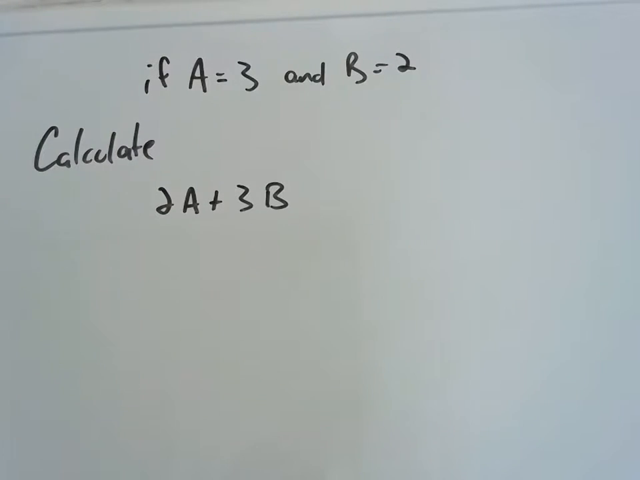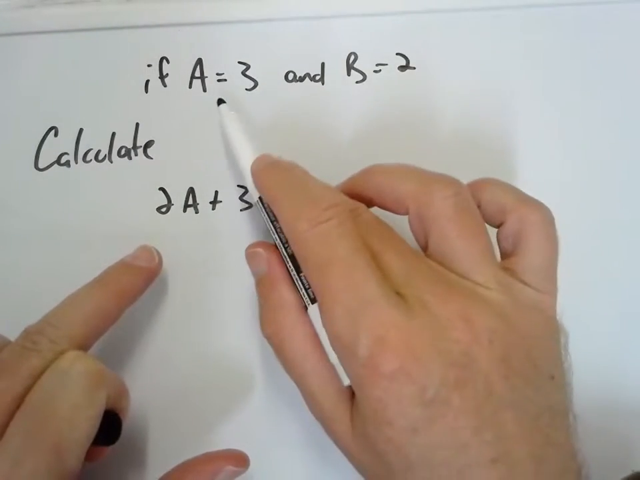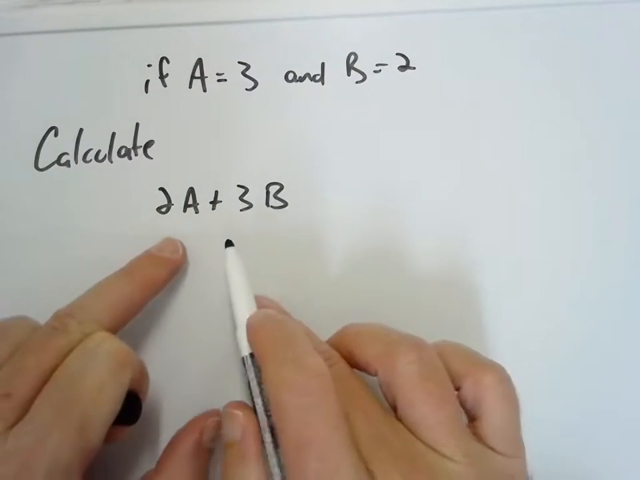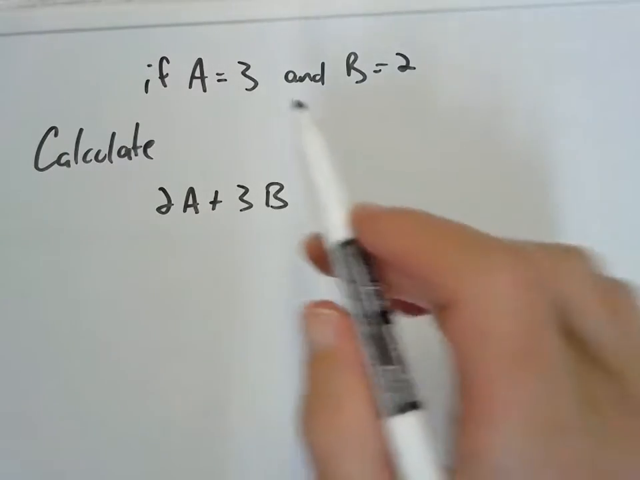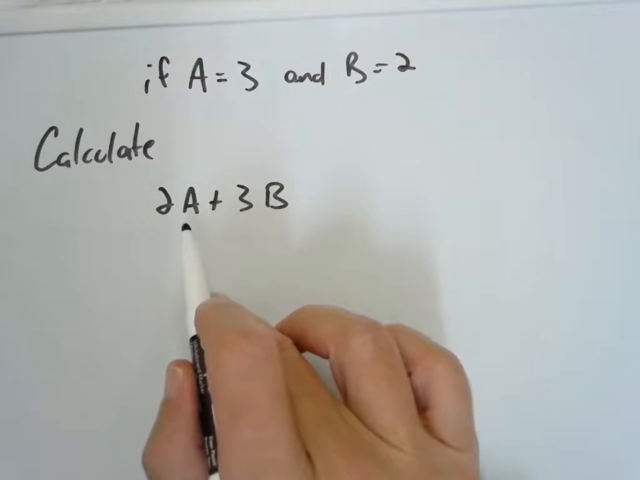Okay, substitution. I've got 4 examples for you in this quick little video. If a equals 3 and b equals 2, calculate 2a plus 3b. We're going to substitute that value for a, which is 3, into this equation.